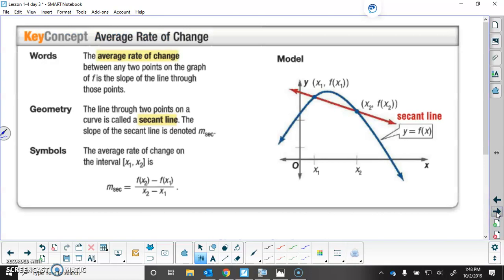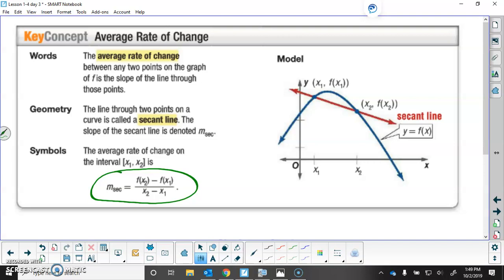As an example, you see here we've got a curve, the blue curve, and if you pick 2 particular points, we can come up with an average rate of change. On this example, it produces a secant line, and the slope of that secant line represents the average rate of change. Hopefully you remember how to find slopes. If not, here's the slope formula: the change of y divided by the change of x.